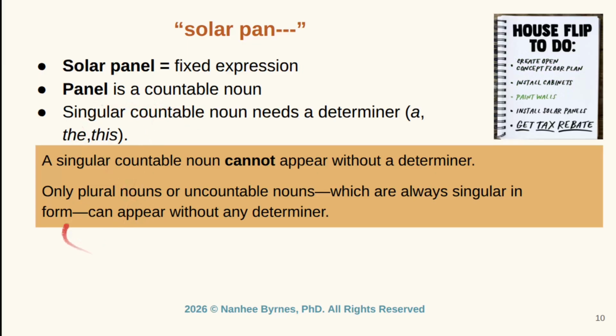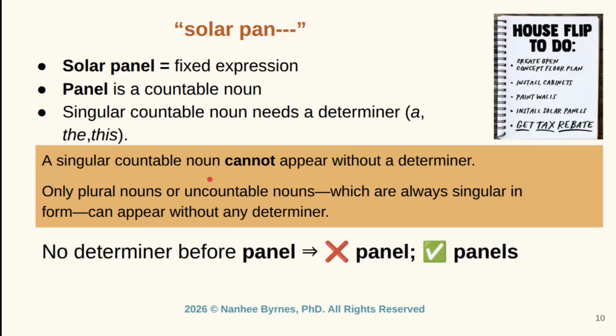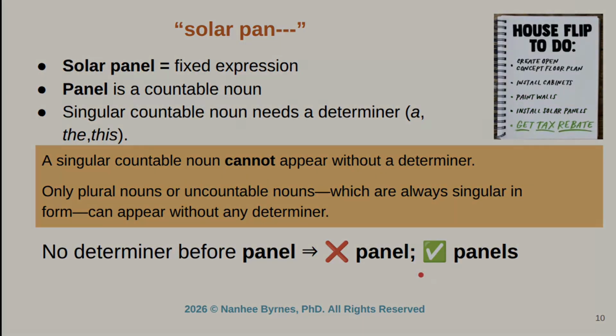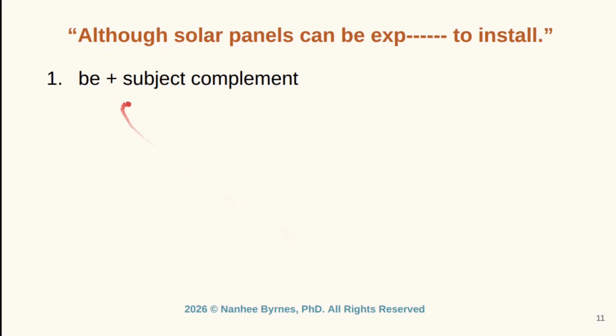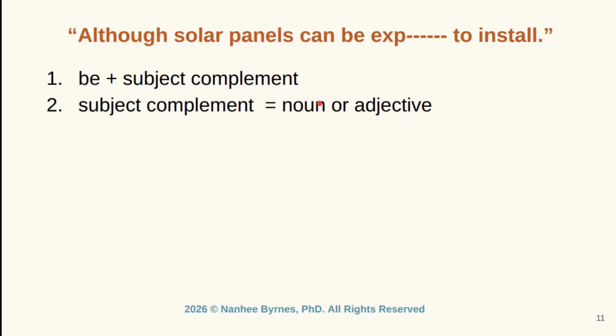Now, in the case we're looking at, there's no determiner before the word panel. That immediately tells us that the singular form panel won't work here. To make it grammatically correct, we need to use the plural, panels. Although solar panels can be exp... to install, the key verb phrase here is can be.